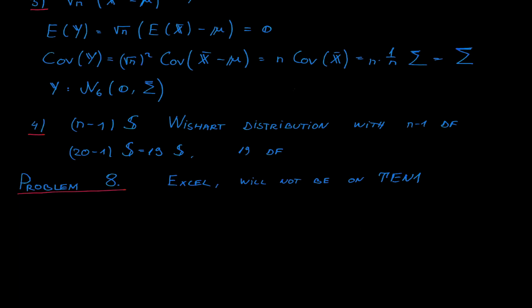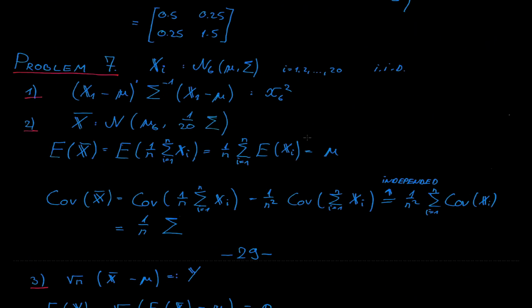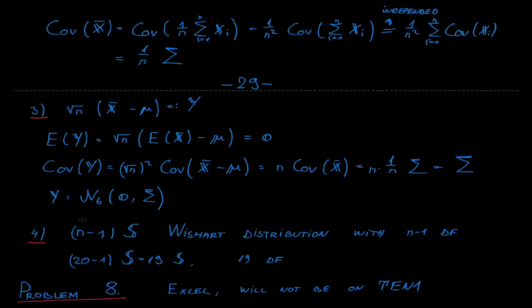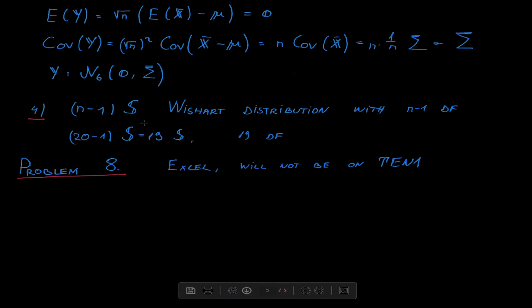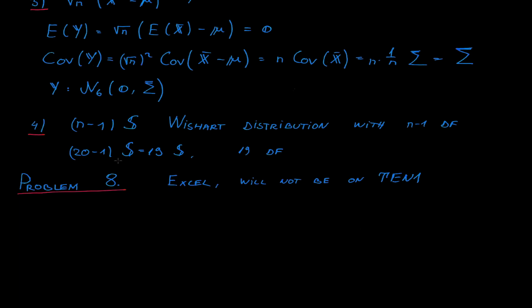In the end, as we already know the distribution of n minus 1 times S, it is a Wishart distribution with n minus 1 degrees of freedom. If we are given a sample of 20, as in our case, n minus 1 is 19, so this random variable has a Wishart distribution with 19 degrees of freedom, which follows from the theorem that we mentioned. The last problem is going to be computed in Excel in the following video. So this will be it for this video. Bye.